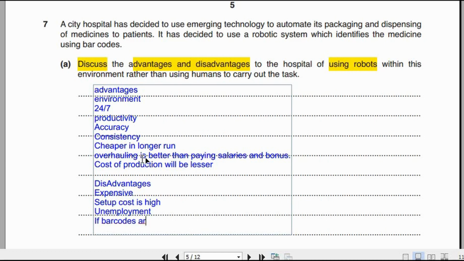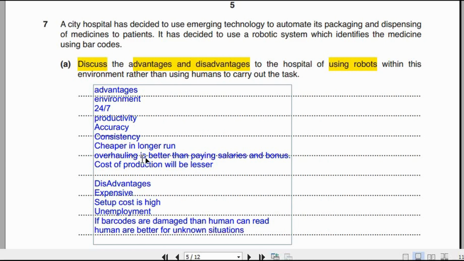Another disadvantage can be that if barcodes are damaged, then humans can read them. And you also know the robots cannot respond to unknown situations. So humans are better for unknown situations. So these are some of the points that you can remember. Write 3 to 4 and you will get the marks for it.